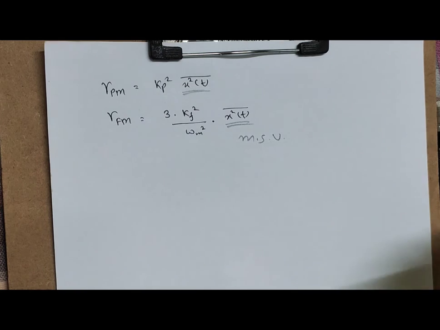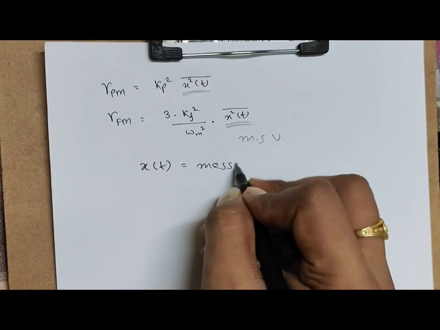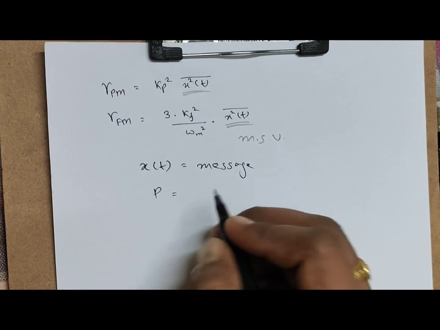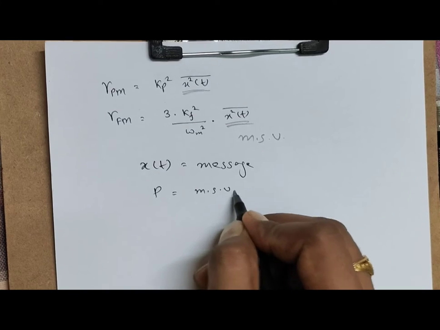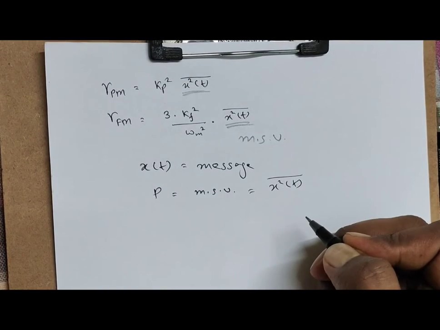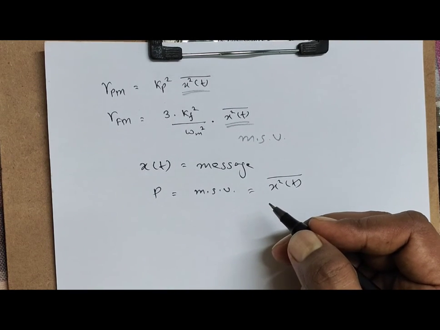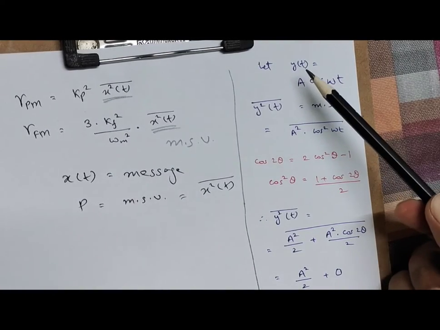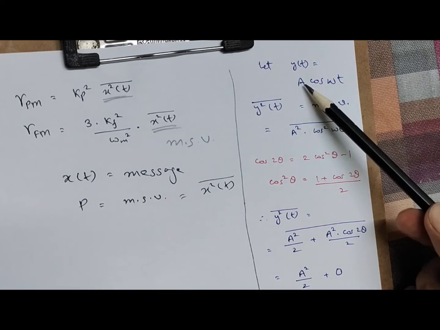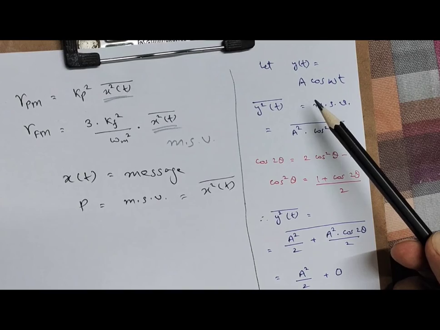Let us say this x(t) is my message. What is the power of the message? The power of the message x(t) will be given as the mean squared value, meaning you take the square and take the average, the mean of it. That will give you the power of the signal x(t). Here let us consider the signal y(t) given by A cos omega t, where A is the amplitude and omega is the frequency. What is the mean squared value of y(t)?